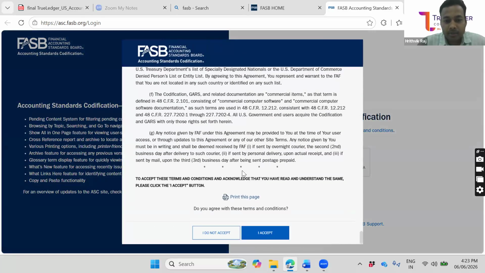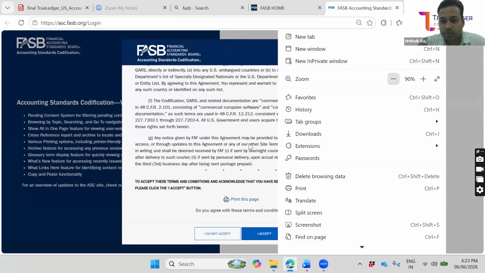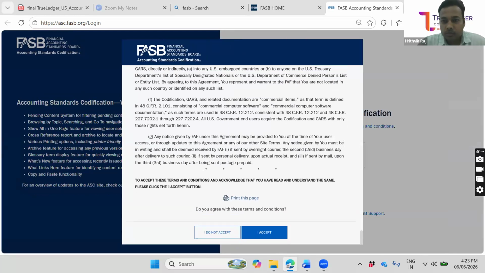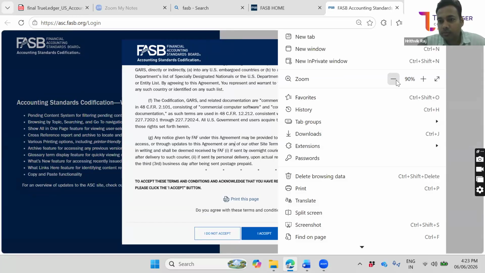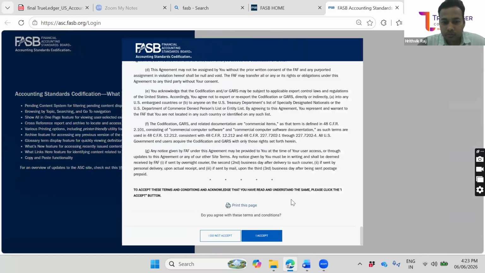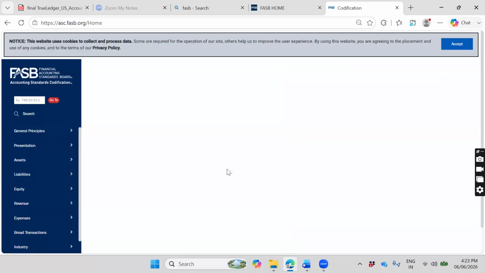You need to accept this. Something has problems coming. You need to press accept, I guess. Yeah, I was not able to because of this cursor.